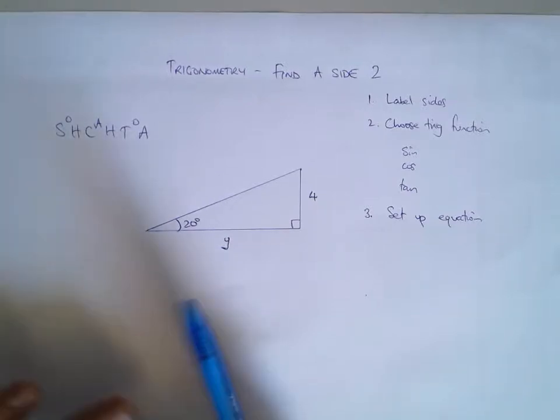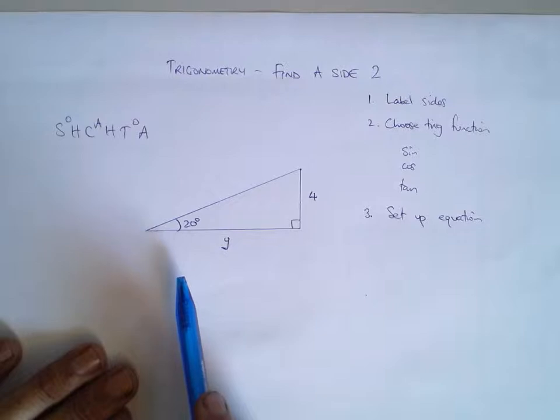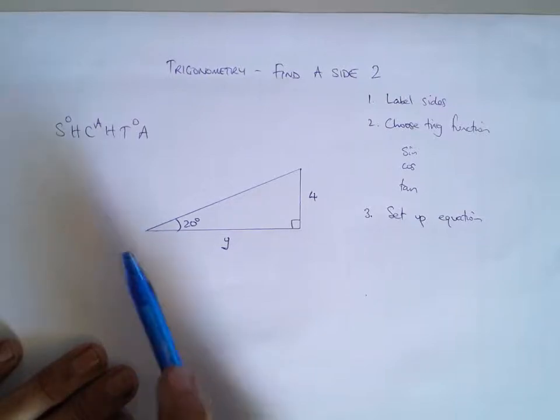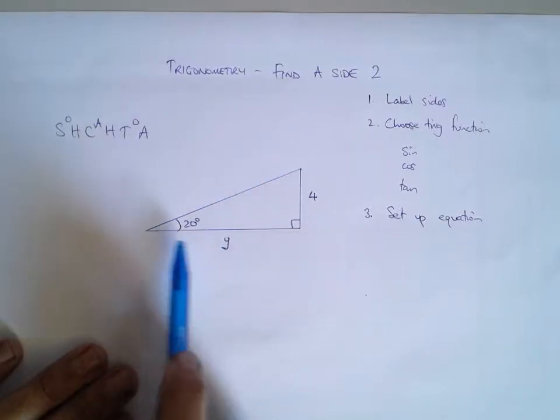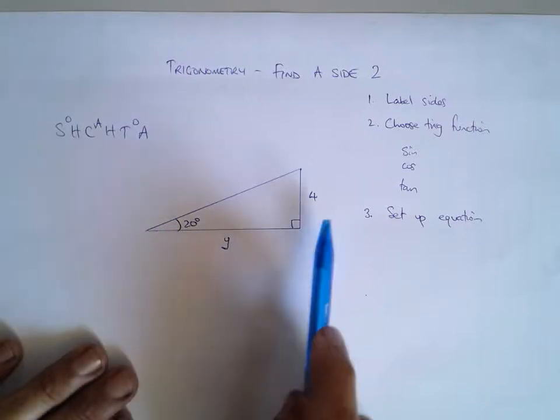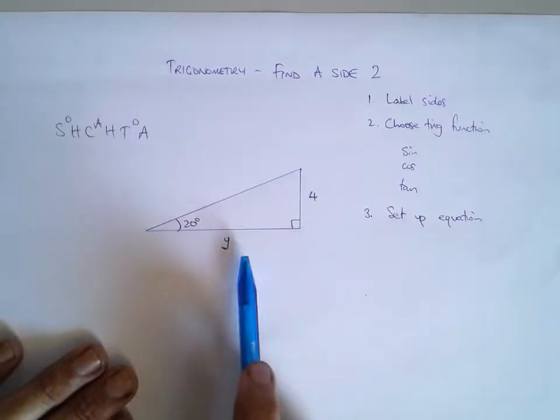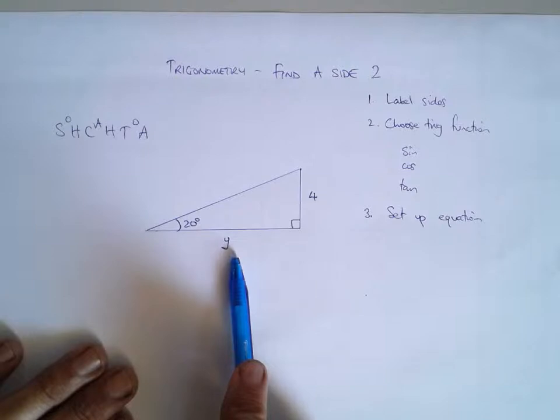So here's another attempt at finding the side of a triangle using trigonometry. I've got a right angled triangle here. I know this angle is 20 degrees. I know one side is 4. I want to find this other side here. So let's go through our steps.